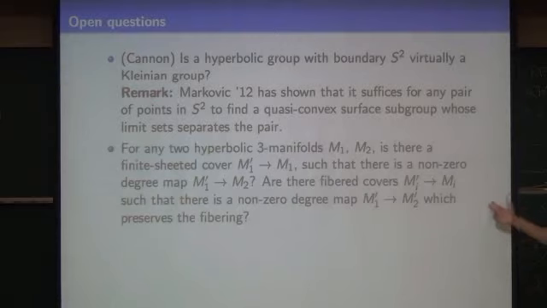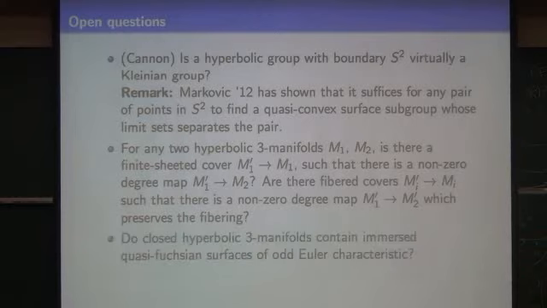Here's another question. For two hyperbolic 3-manifolds, is there a finite-sheeted cover M1 prime of M1 such that there's a non-zero degree map to M2? Some of you might have heard of the Ehrenpreis conjecture that Kahn-Markovich resolved, that says that if you have two surfaces, they have covering spaces which are epsilon bi-Lipschitz to each other. So you can't hope for that for hyperbolic 3-manifolds. There are incommensurable hyperbolic 3-manifolds. But you can ask whether there's a non-zero degree map from some cover of one onto the other one. And you can also ask, is there a map which preserves the fibering, for example? So I have no idea about answers to these questions.